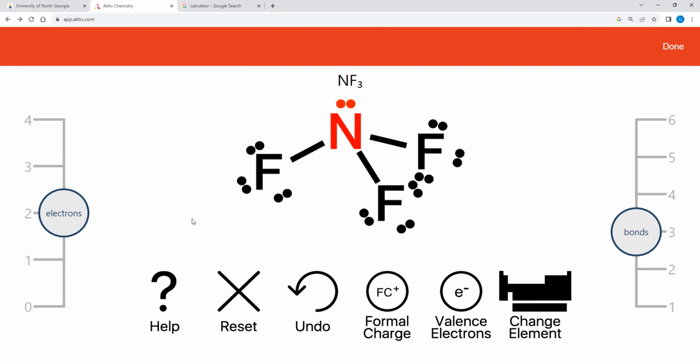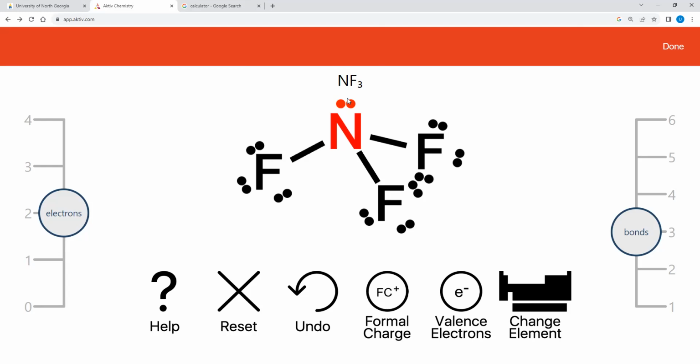Yes, it's got 3 bonds and 1 lone pair. In terms of counting, this bond is 2 electrons, 2 more is 4, 2 more is 6, and 2 more from the lone pair is 8. So the nitrogen has 8 electrons around it. It's happy to have that octet, so I don't have to do anything as far as making multiple bonds.